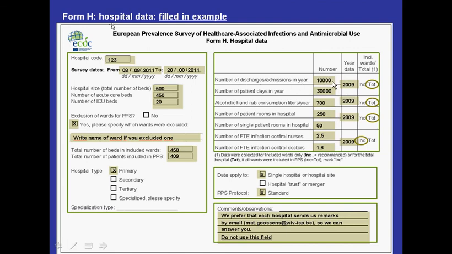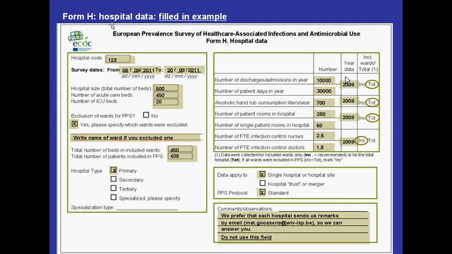We had in our example hospital 10,000 admissions in 2009, 30,000 patient days, 700 liters of alcohol rub, 250 patient rooms, of which 50 are single patient rooms. It may look to you as if these are also rounded numbers, but this is certainly not the case.